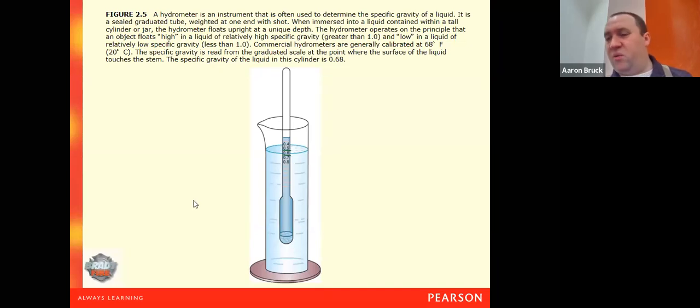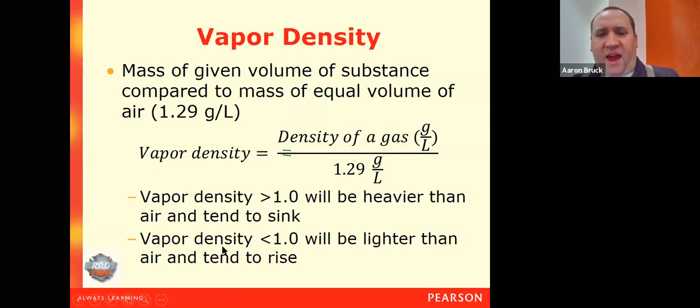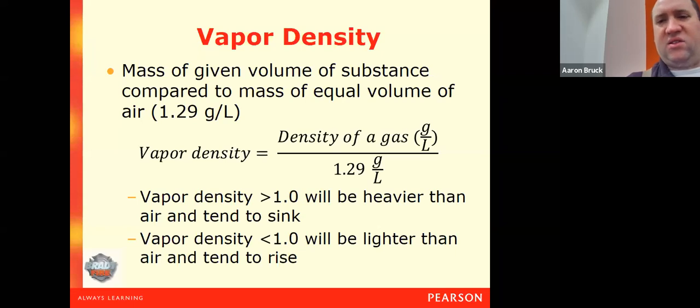So the hydrometer is a way that we very quickly can measure specific gravity of a substance. Now, gases have a similar kind of measurement called vapor density. With gases, we usually measure density in grams per liter because gases are so much less dense than liquids and solids.